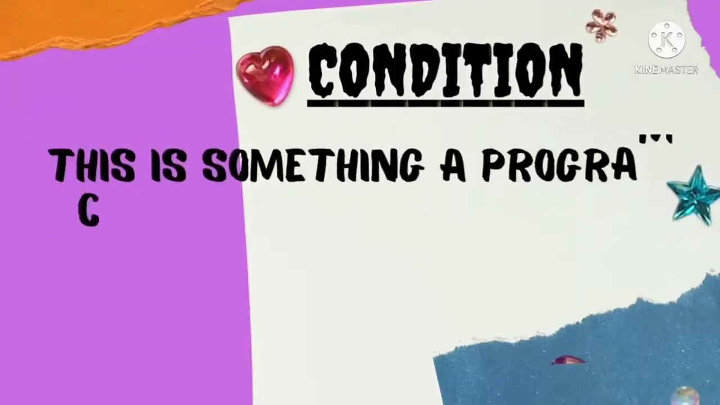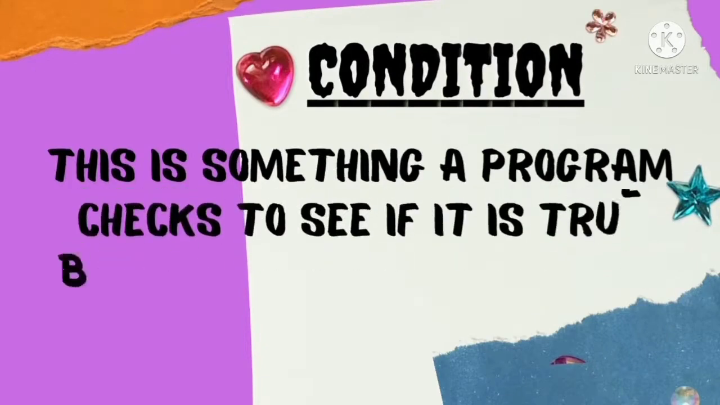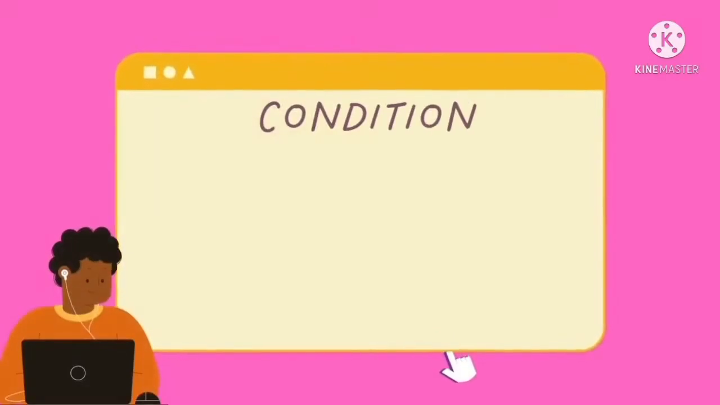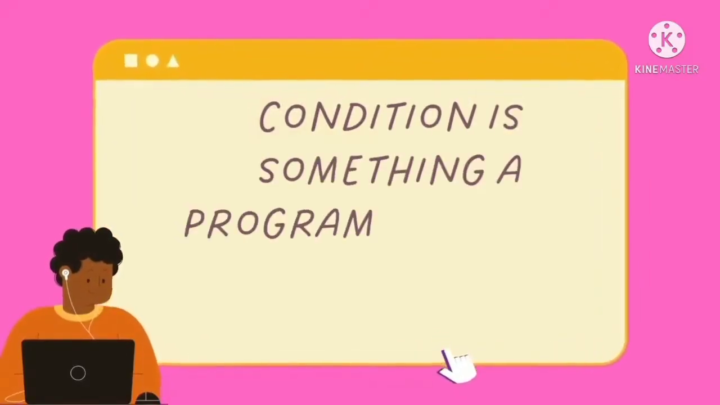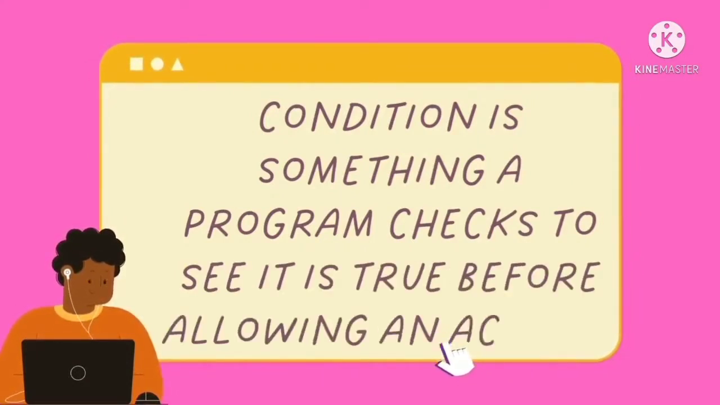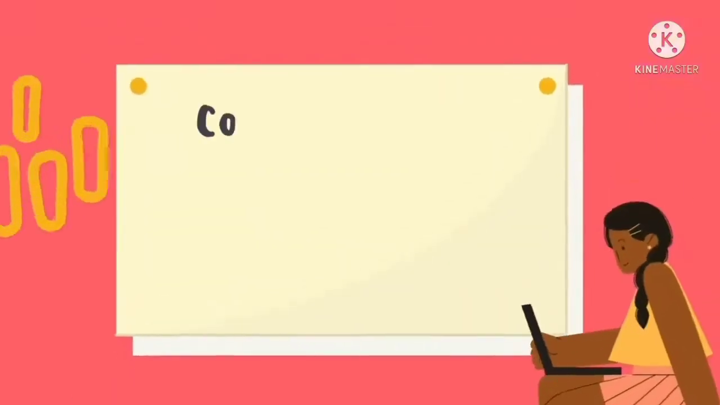Conditions are something that a program checks to see if it is true before allowing an action. If it is true, an action is allowed. But if it is not true, other actions are carried out. So before an action is carried out, it needs to check to see if it is true or not.